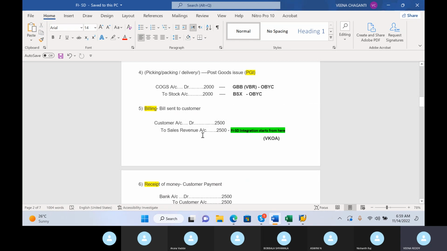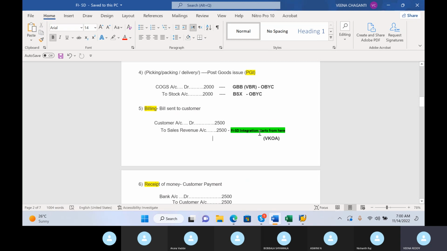This is related to product costing, which comes from the controlling area. The product has cost of goods sold plus revenue. This is the total revenue of the sales. So that's why we are going to give that sales revenue account 2500. The 500 is extra revenue, which will go to the total revenue account at the end of the period. Okay. So customer account debit to sales revenue account credit.